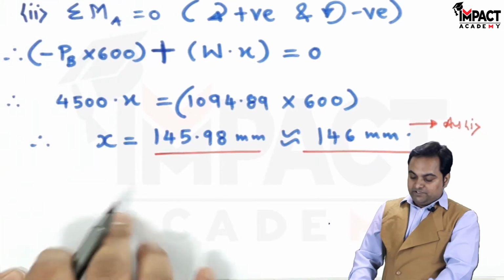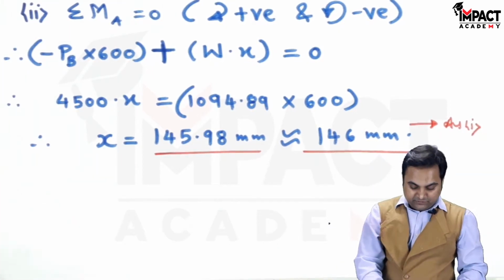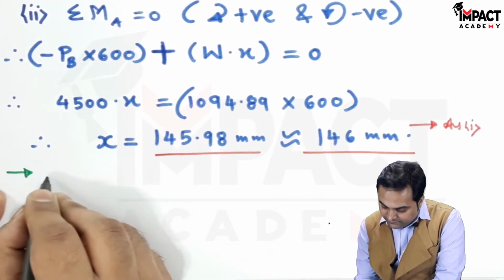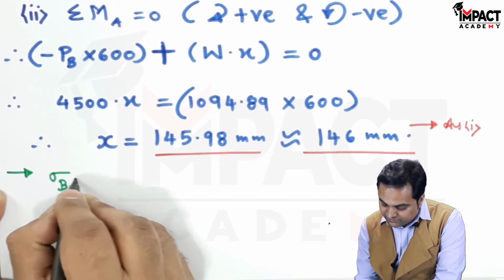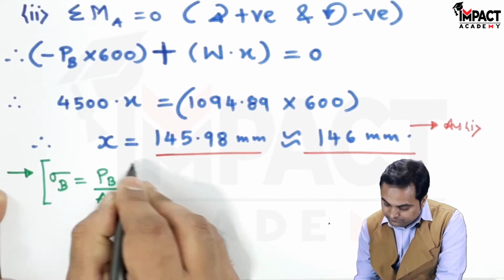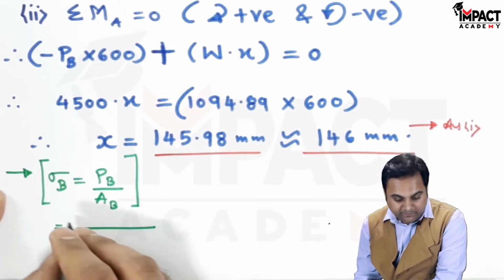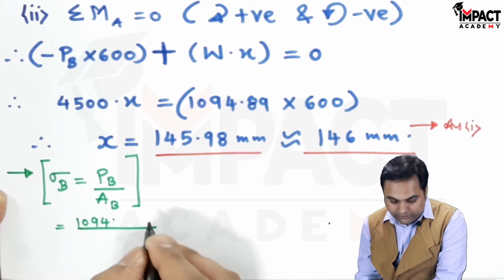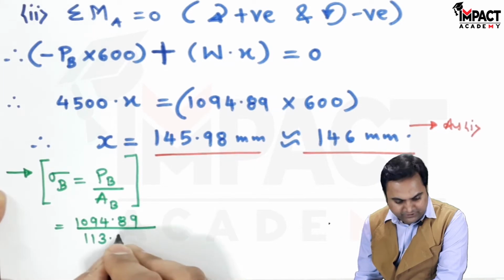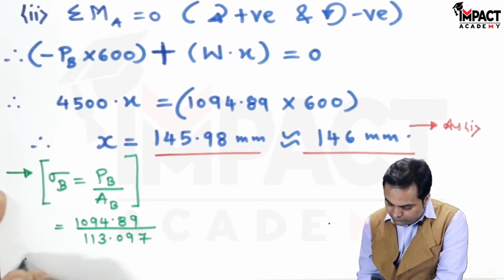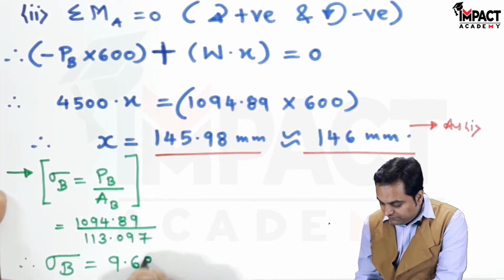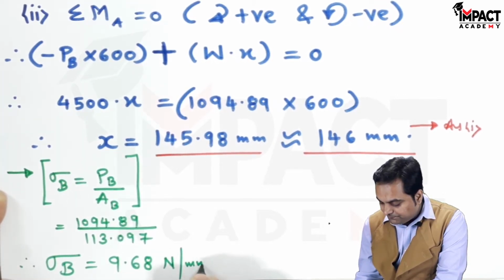Now the next part is we have to find the stresses in both the materials. So first I would be calculating the stress in bronze, that is sigma suffix B. The stress in bronze is load in bronze upon the area of bronze. PB is 1094.89, area is 113.097. So from this, the stress in bronze comes out to be 9.68 Newton per mm square.